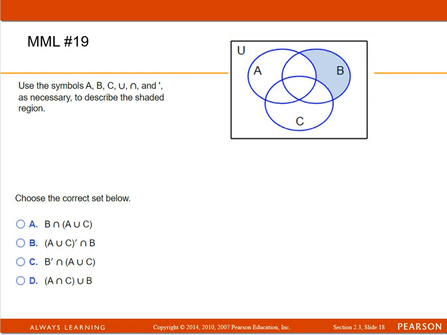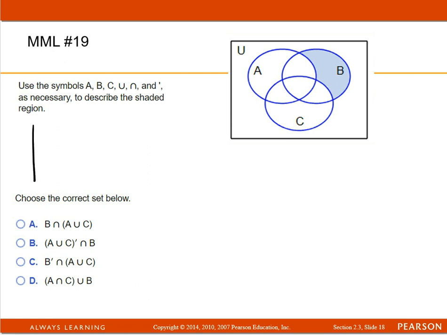Okay, 19 is a little bit harder to figure out just by looking at it. It's obviously part of B, but not all of B. So what I'm going to do is go through all four choices and show you what they would look like. So on number A, I've got B intersect A union C.